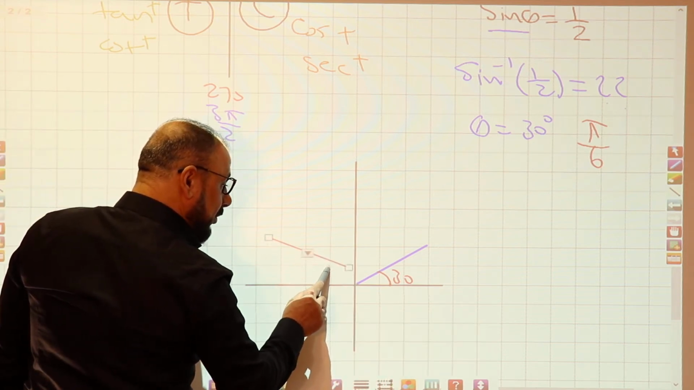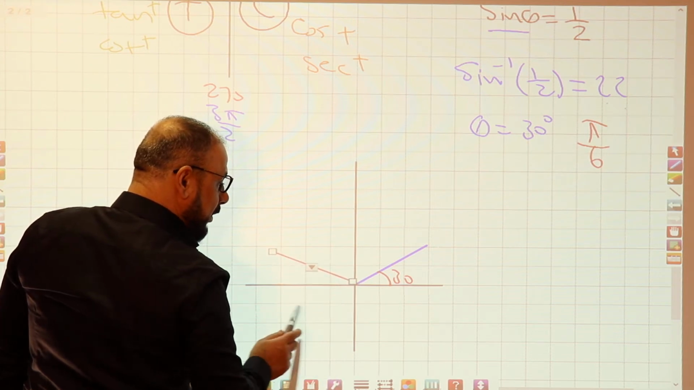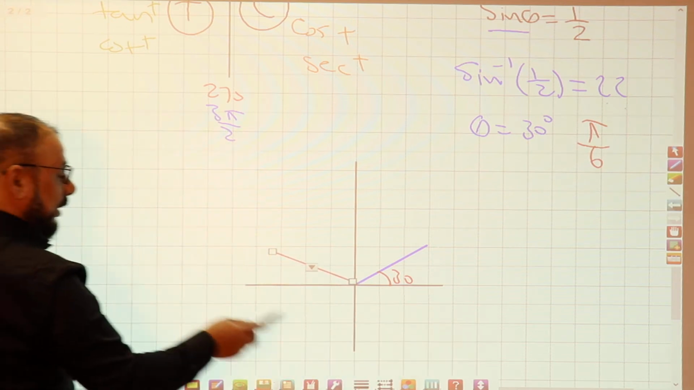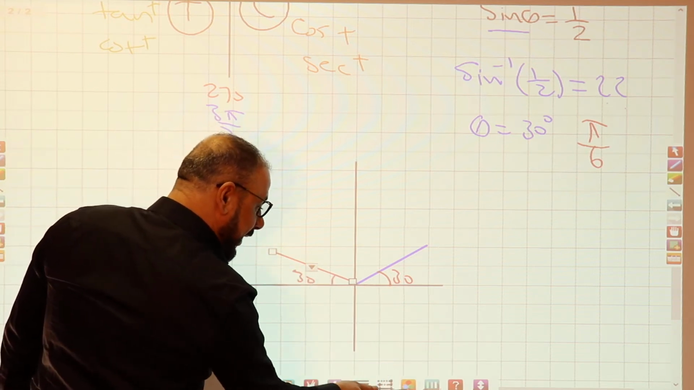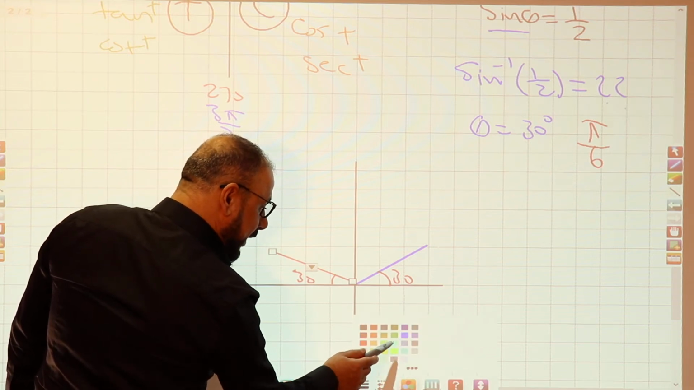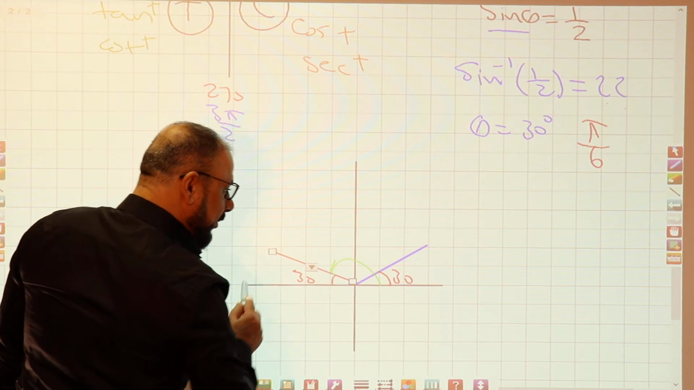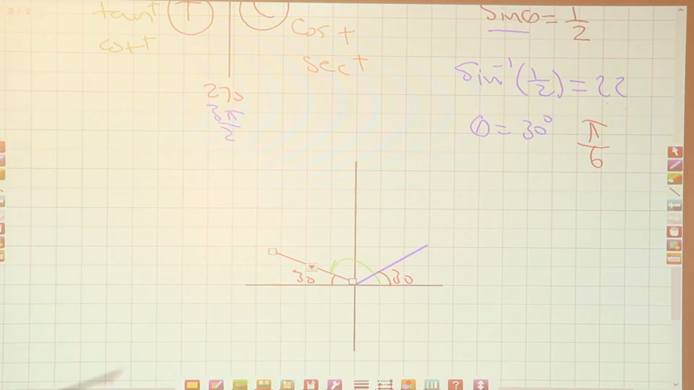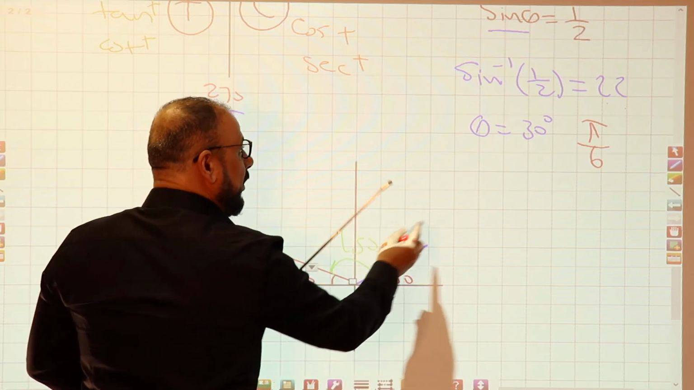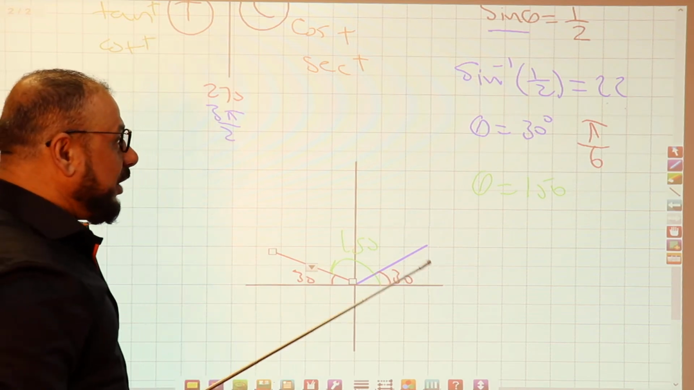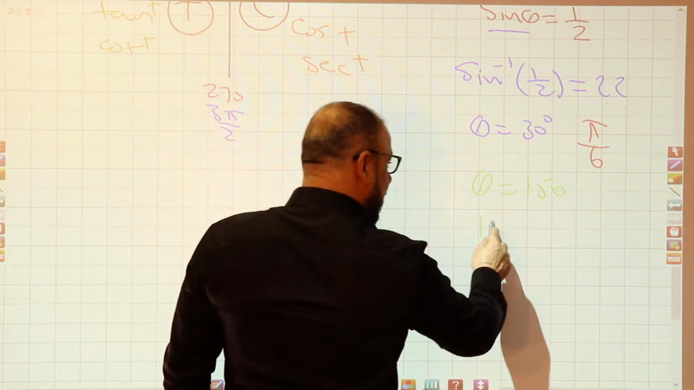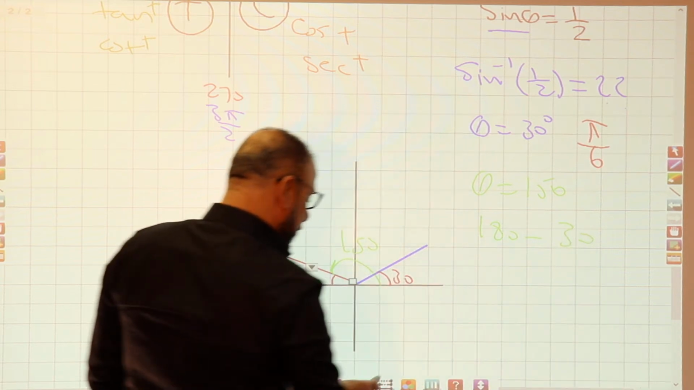But as I told you, guys, we measure the angle from where to where? From here to here, that means from here to here is 180. And we have 30 here, that means this here is 150. Then the other angle, theta, equals 150. But 150 is 180 minus 30, right?